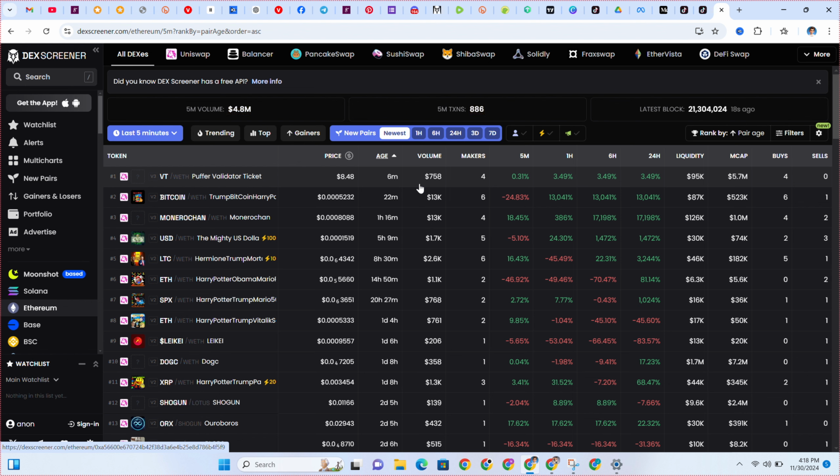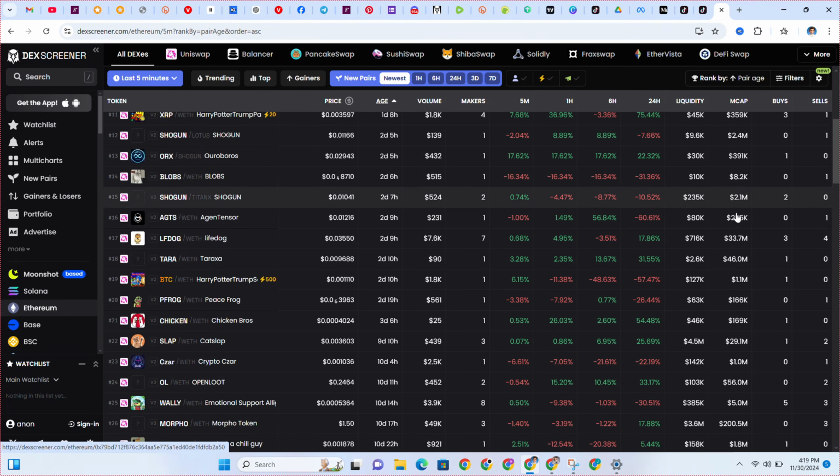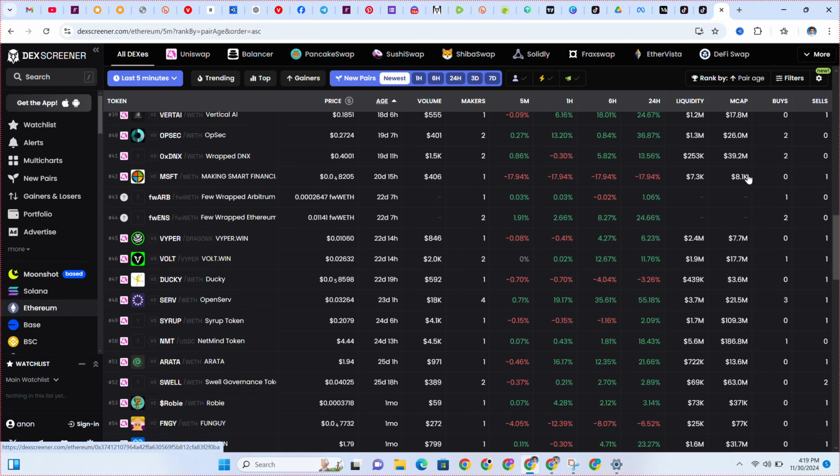So if I change it to this newest, you can see that this meme coin is just 6 minutes old. It has generated a volume of $758, and this token is 22 minutes old, with a volume of 20k. This token is an hour and 16 minutes old, with a volume of 13k. And if you check the market capitalization, this token has a market cap of $1 million, and this token has a market cap of $5 million. So you can see there are various market capitalizations.